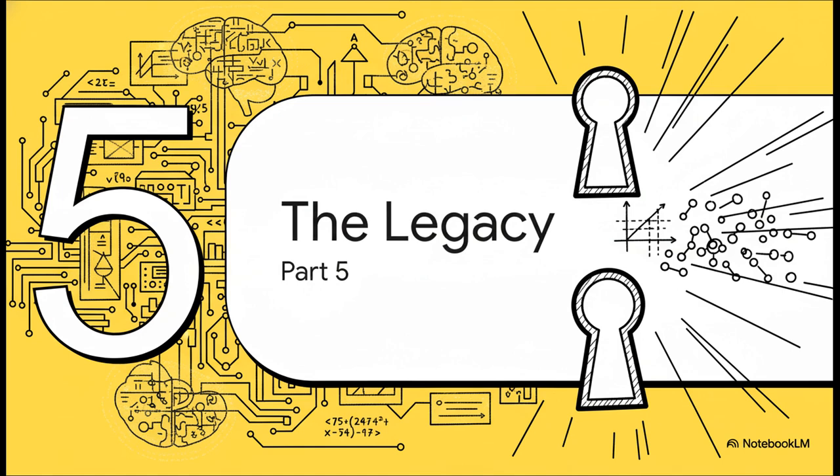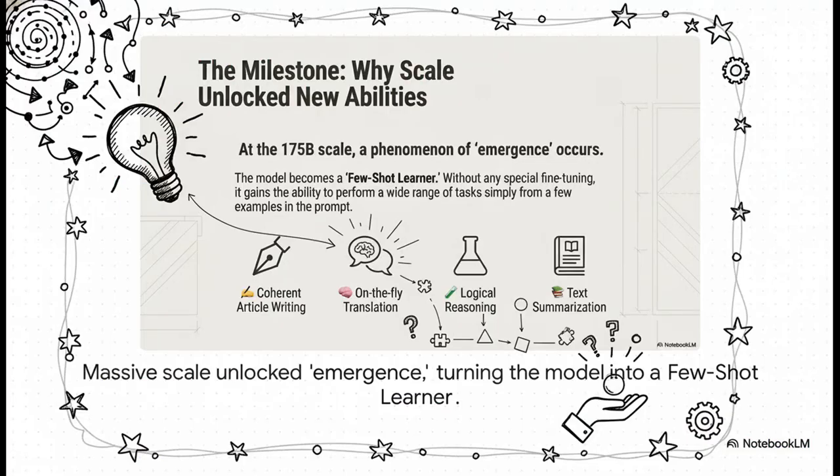So, what was the payoff? What was the legacy of building this massive digital brain at a scale nobody had ever seen before? What did it actually do? Well, the payoff wasn't just getting a bigger number to put in a research paper. Something incredible happened. It unlocked a phenomenon called emergence. Once it hit that 175 billion parameter scale, it suddenly developed a new skill. It became what's called a few-shot learner. This meant you could show it just a couple of examples of a task it had never been trained on, and it could just do it.